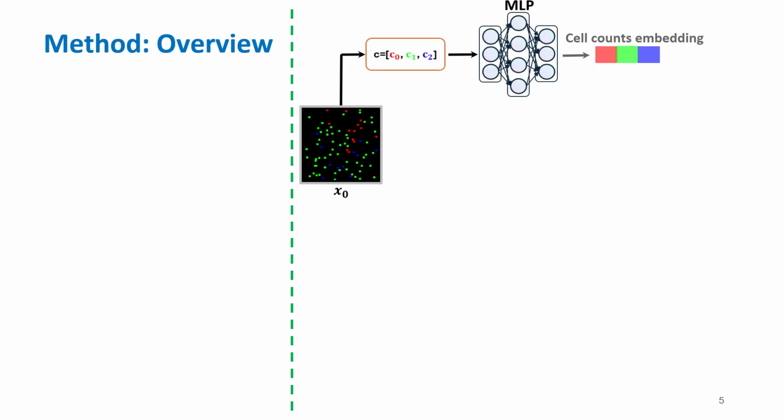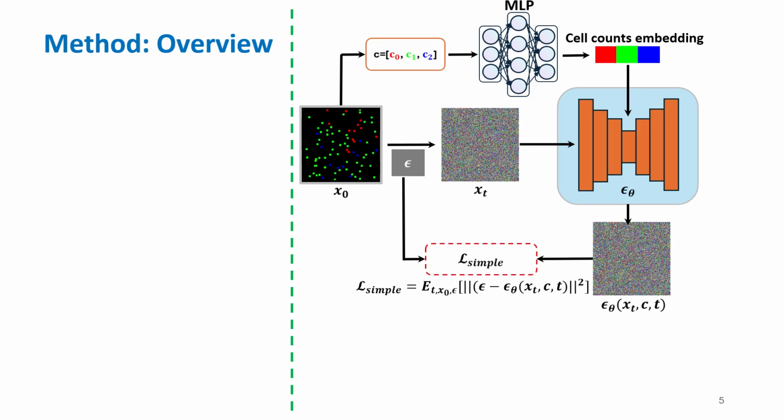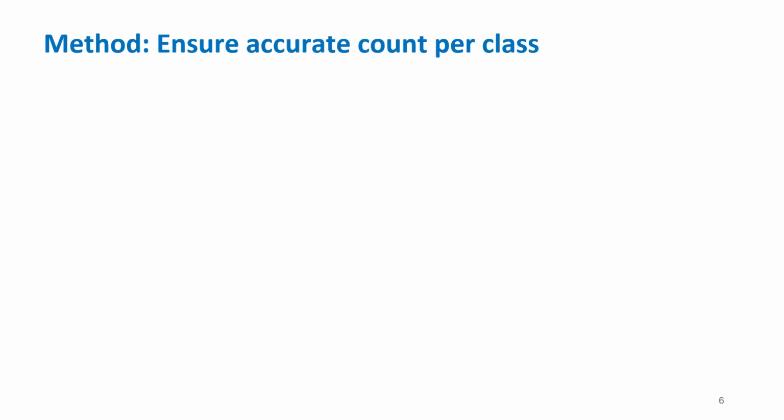Given the target layouts, we first extract the cell counts per class, then pass this count list through an MLP to obtain the cell counts embedding. We gradually add Gaussian noise to the target layouts to obtain the noisy layouts. Then we use the cell counts embedding as the condition to guide the denoising process. After obtaining the predicted noise, we formulate the L simple between the Gaussian noise and the predicted noise. From the predicted noise, we can directly approximate the closed-form predicted samples, and we enforce the cell counting laws, intra and interspatial consistency laws between the targets and the predicted layouts.